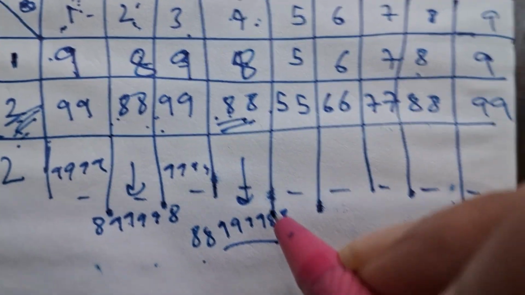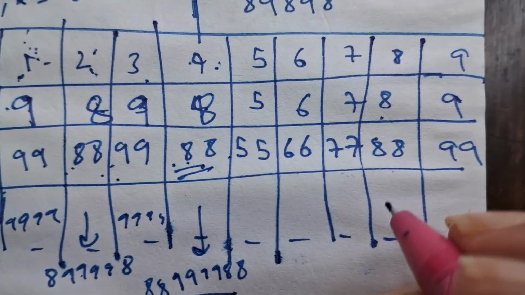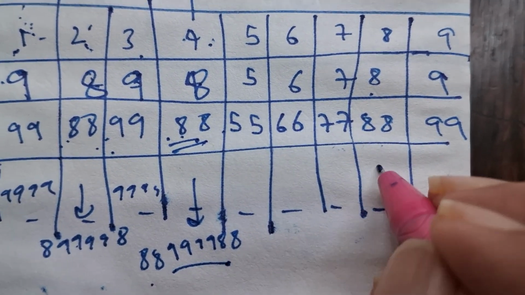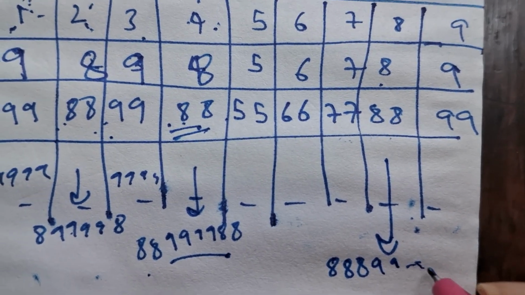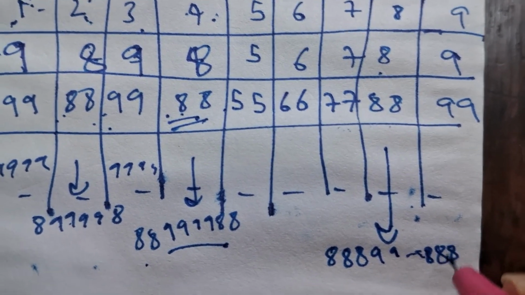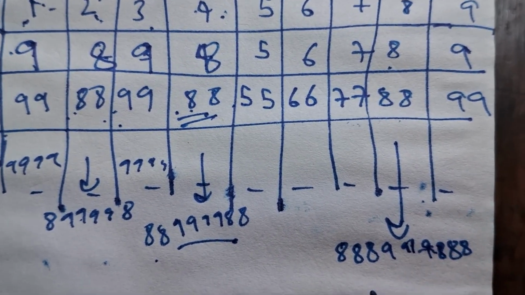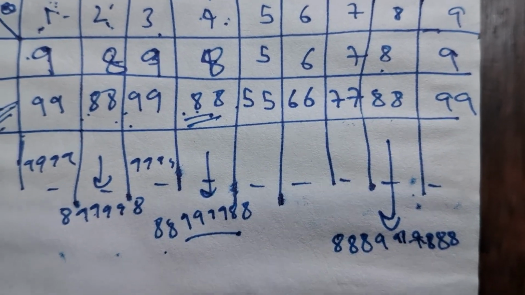Now similarly you can say that for 8 also we can do this, right? We can make this 888 with however many 9s there are in between, and then 888. I hope this is clear right now, right?